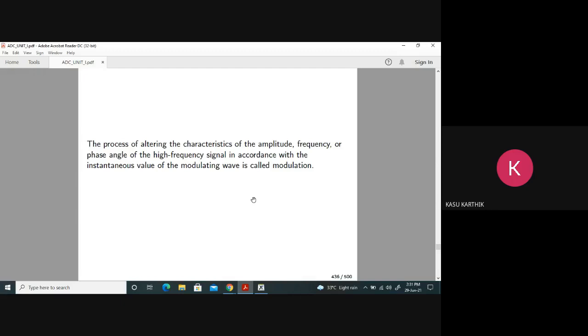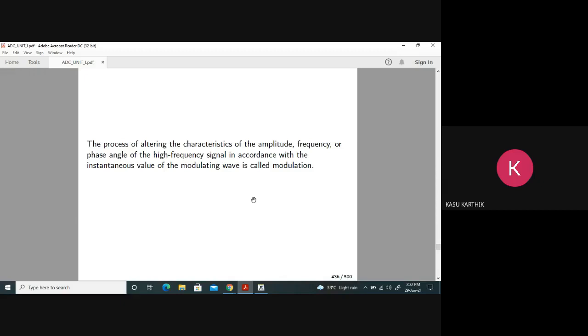So if anybody asks you what is a modulation, you must tell them this definition, because they may not mention specifically whether it is AM, FM or PM. They may simply ask you what is modulation. It is a process of changing the characteristics of the carrier according to the message signal. What characteristics are you changing? I am changing amplitude, frequency or phase depending upon the type of modulation.